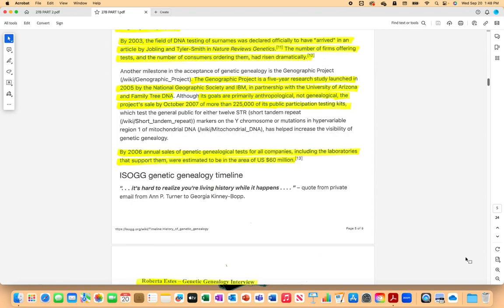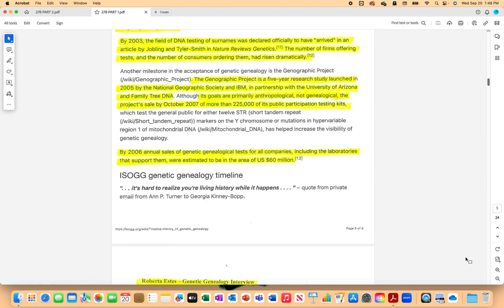By 2003, the field of DNA testing of surnames was declared officially to have arrived in an article by Jobling and Tyler-Smith in Nature Reviews Genetics. The number of firms offering tests and the number of consumers ordering them had risen dramatically.